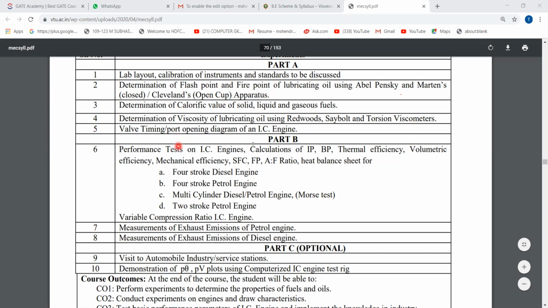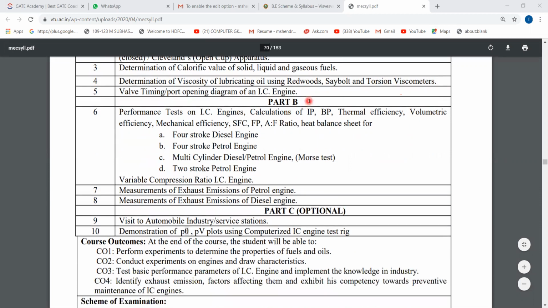So this is all about the minor experiments, from experiment number 1 to 5, and part B is mainly concerned with the major experiments. The first major experiment is performance tests on IC engines: calculation of IP, BP, thermal efficiency, volumetric efficiency, mechanical efficiency, specific fuel consumption, friction power, air fuel ratio, and heat balance sheet. In our lab, we have a 4-stroke diesel engine, 4-stroke petrol engine, multi-cylinder diesel and petrol engines on which we will conduct the Morse test, and a 2-stroke petrol engine as well.